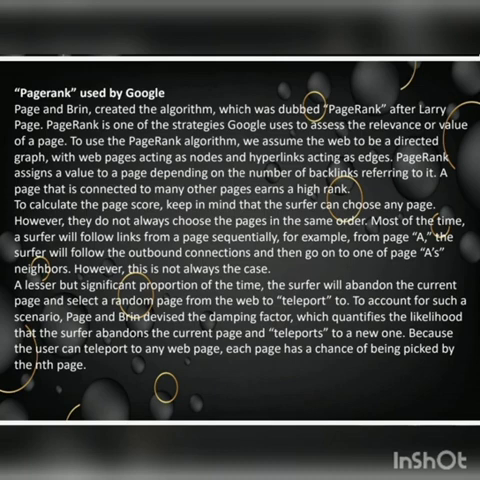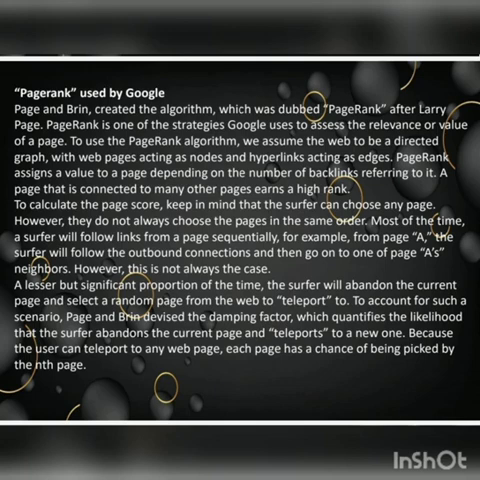To calculate a page score, keep in mind that the surfer can choose any page. However, they do not always choose the page in the same order. Most of the time, a surfer will follow links from the page sequentially. For example, from page A, the surfer will follow an outbound connection and then go to one of page A's neighbors. However, this is not always. A lesser but significant proportion of the time, the surfer will abandon the current page and select a random page from the web to teleport to.